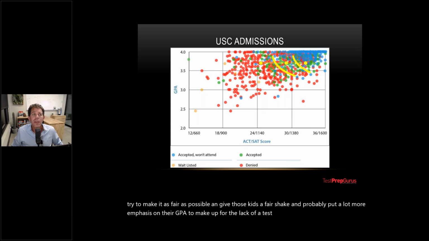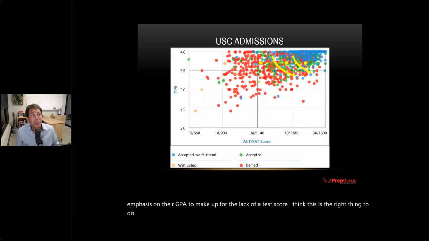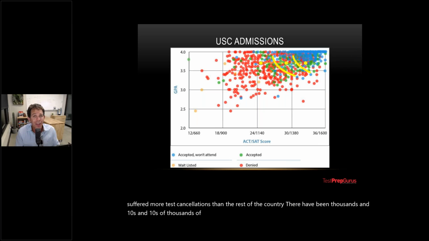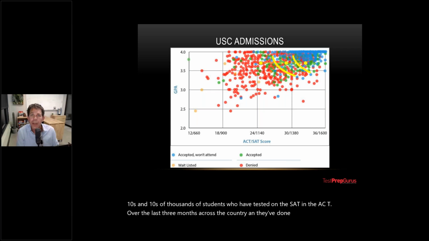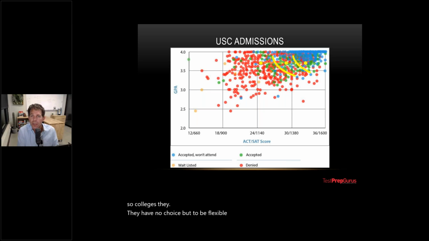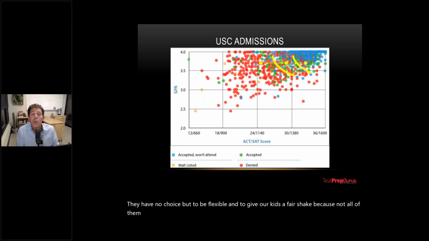I think this is the right thing to do. They've done the right thing there, especially because a lot of our kids in California have suffered more test cancellations than the rest of the country. There have been tens of thousands of students who have tested on the SAT and the ACT over the last 3 months across the country, and they've done so safely, and it has been okay. But in California in particular, we have had an outsized number of cancellations, and so colleges have no choice but to be flexible and to give our kids a fair shake, because not all of them have been able to test, and not all of them will be able to test. And so that's a good decision on the part of the colleges.